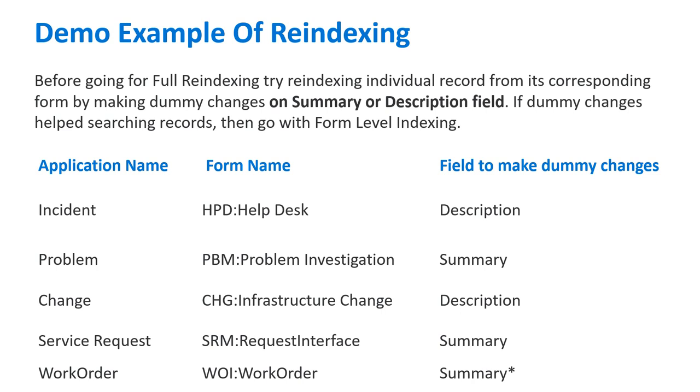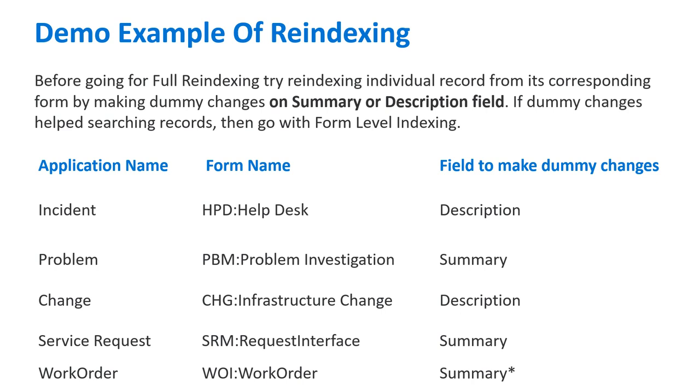On the application name, I have already highlighted, it can be incident, problem, change, service request, work orders. Its respective form is help desk form, problem investigation, infrastructure change, SRM request interface, and the work order. And the field where we need to make the dummy changes is description, summary, description, summary, summary.